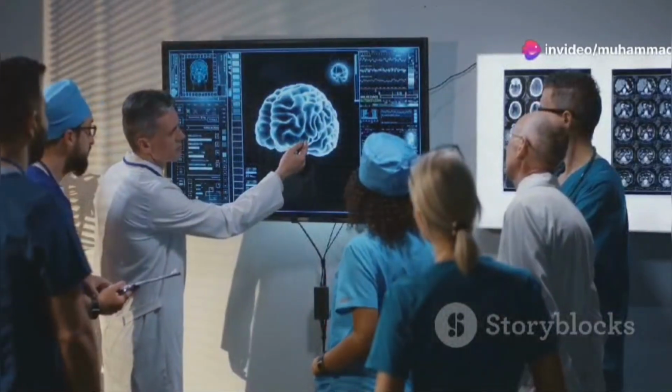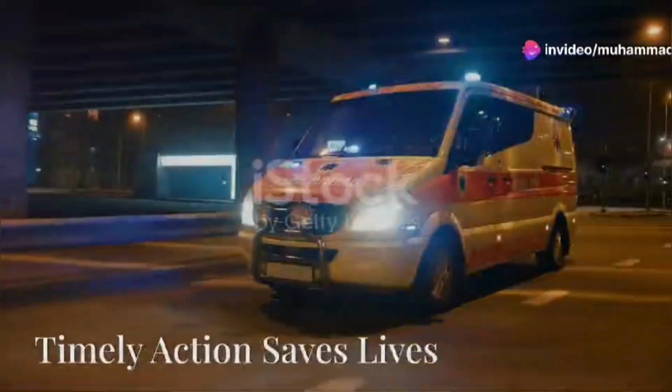Other symptoms may include sudden confusion, trouble seeing in one or both eyes, dizziness, loss of balance, and a severe headache. It's essential to remember that stroke symptoms can vary from person to person.